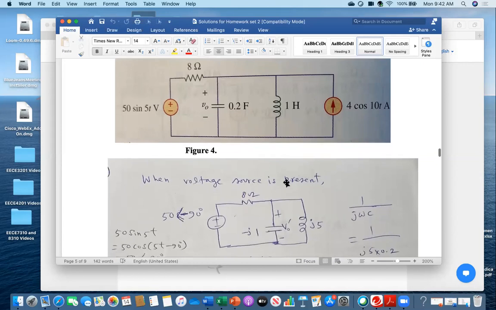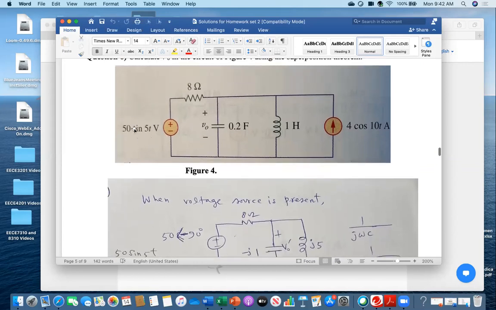So you see what I am doing. When the voltage source is present, meaning first I am assuming this is present and this is absent. So what is the meaning of absent? Absent means, because this is a current source, it will be open circuited. And when this source is present and this is absent, because this is a voltage source, absence means it will be short circuited. So you know those things.